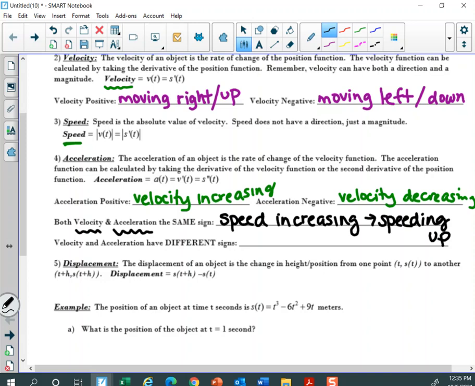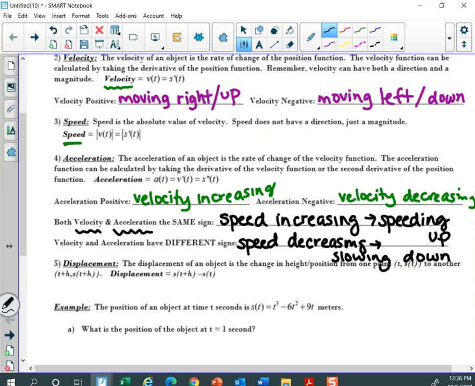When our velocity and our acceleration are working opposite of each other, where we have our velocity going in one direction, but the acceleration is going against that, so a positive velocity but a negative acceleration, or a negative velocity with a positive acceleration, different signs means the speed is decreasing, or we're slowing down.